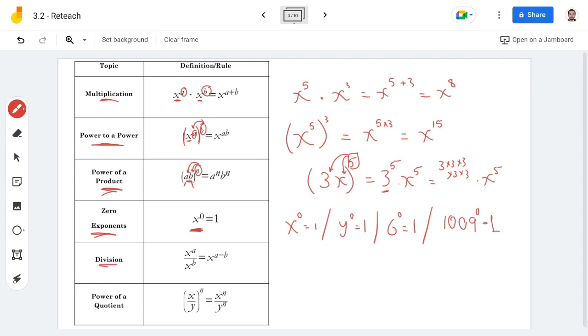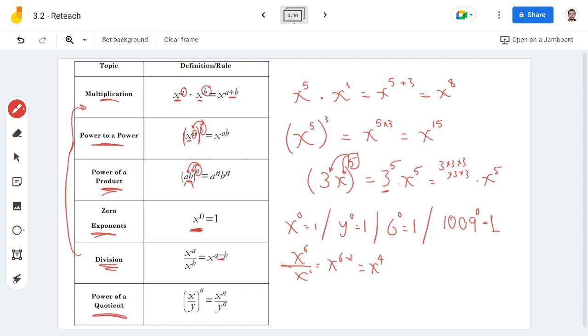Then the division rule. Division is the opposite of the multiplication rule. Here we added the powers, and here we subtract the powers. For example, x to the power of 6 over x to the power of 2. We subtract the powers, 6 minus 2, so it is x to the power of 4. The last one is the power of a quotient.